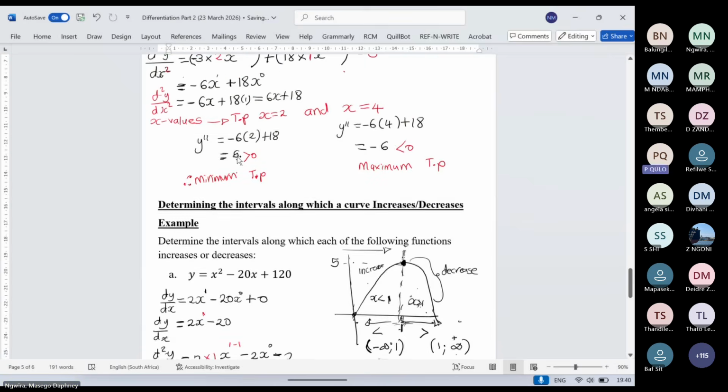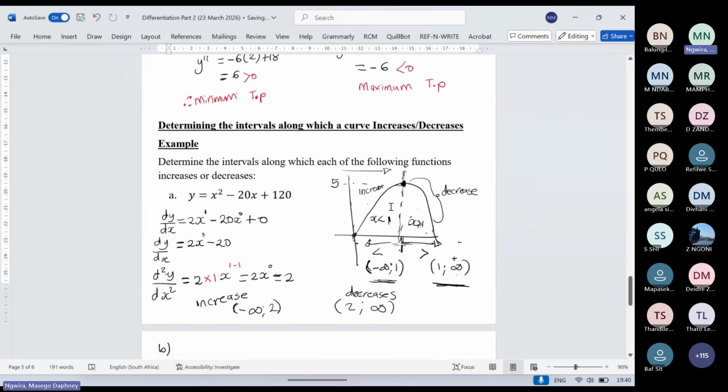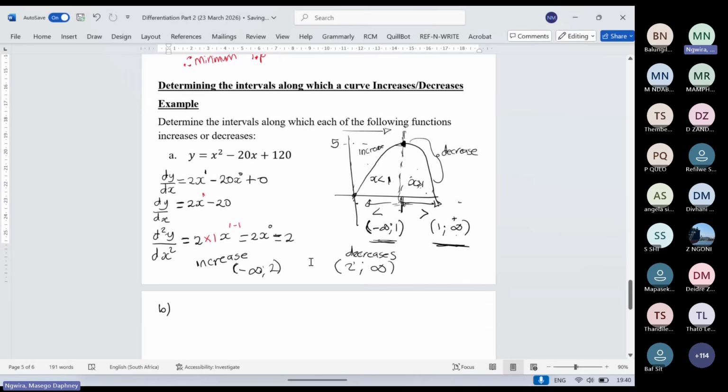So this is where the graph. Your turning point, the point that you get at your turning point, then you just write these two things. Then that's a decrease, increase, decrease, increase. There's nothing much here. I haven't seen anything here. That's it.